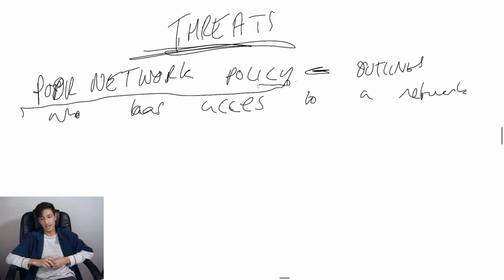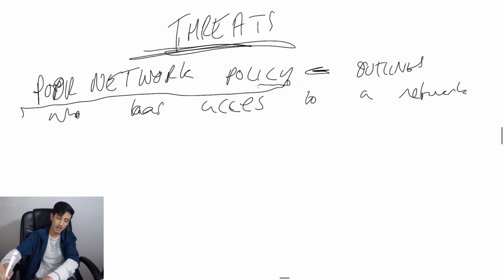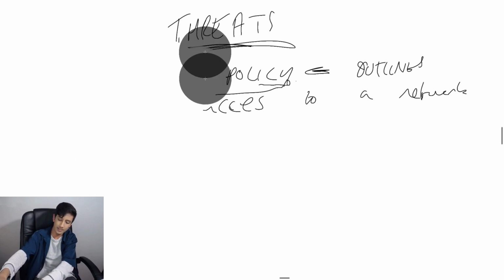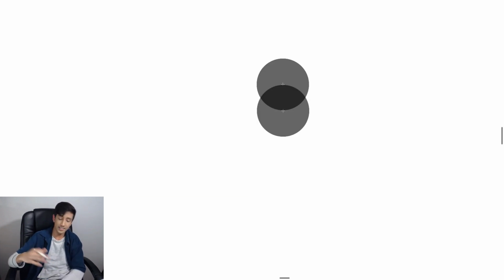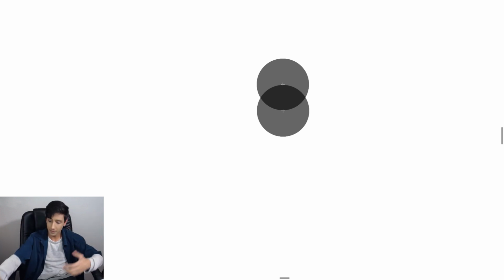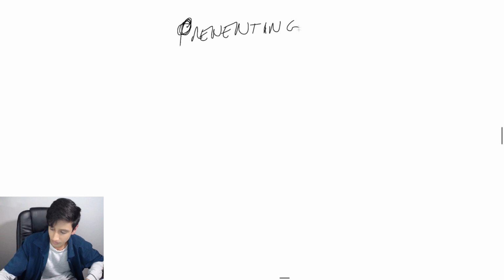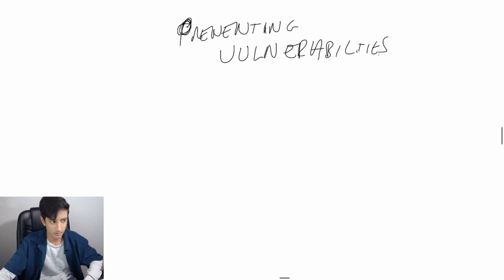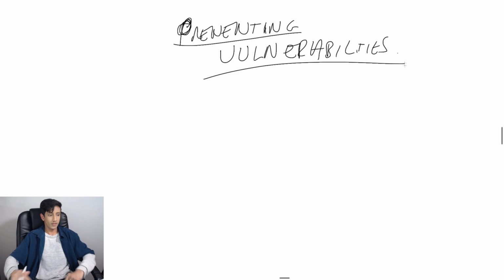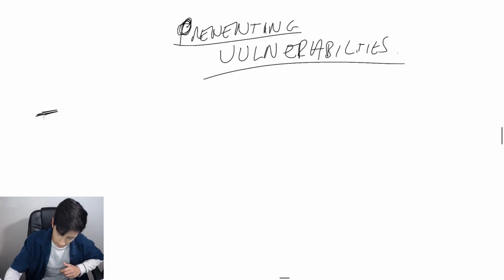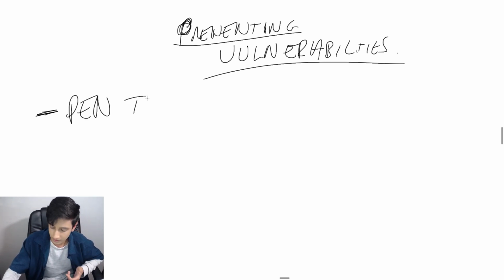Now, those are all threats, right? I want to go over taking these threats and mitigating them, or preventing them, or identifying these problems and removing them, because we're going to look at preventing vulnerabilities. Right, so preventing vulnerabilities. The first one I want to go over is pen testing, or penetration testing.